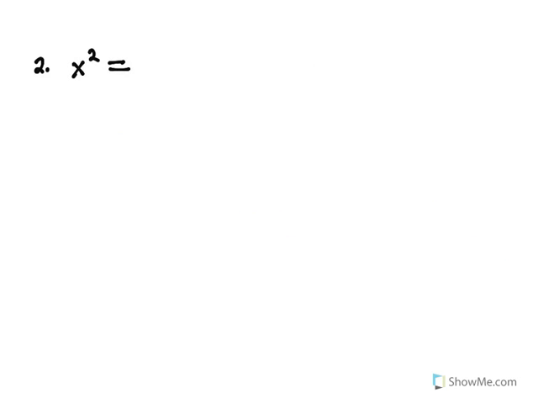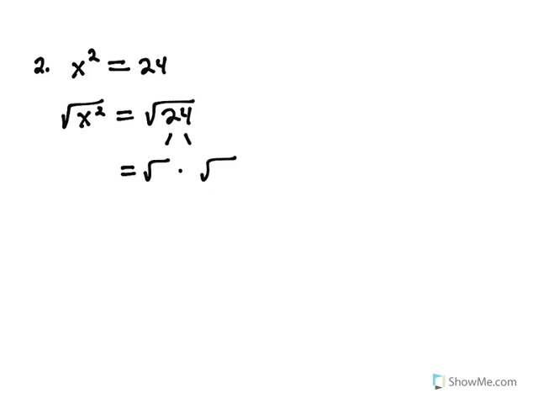Second example is the same thing. We're going to take the square root on both sides. And this is going to be broken down into two separate radicals. First of all, the square root of x squared is just x. And then here I'm going to use 4 and 6. Okay?